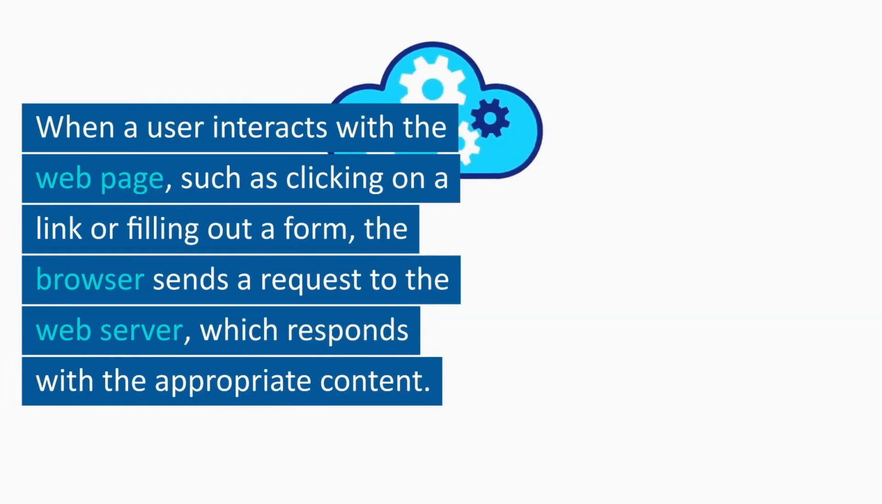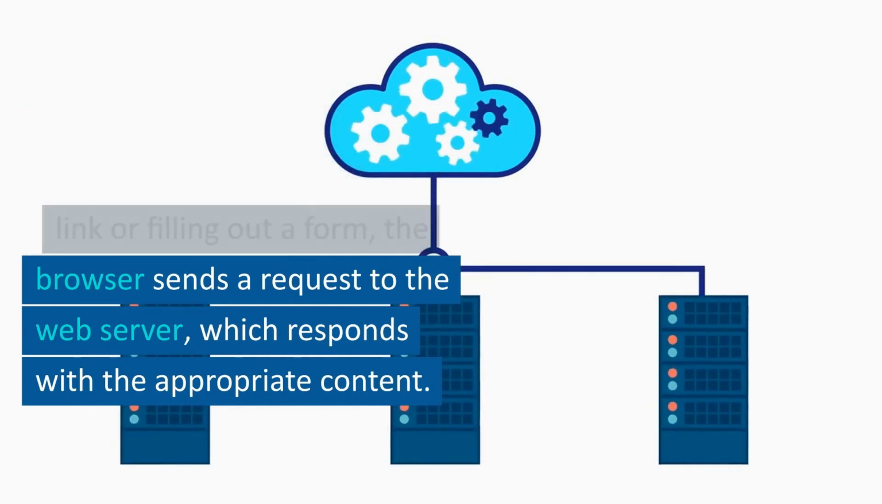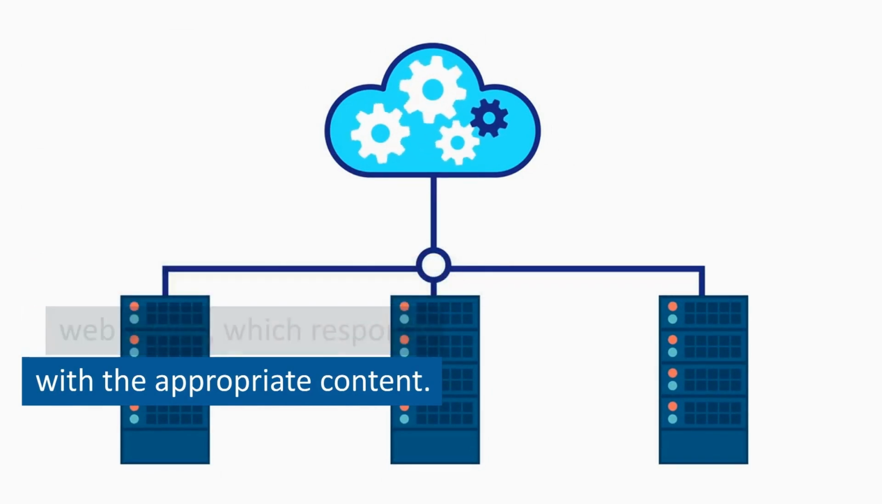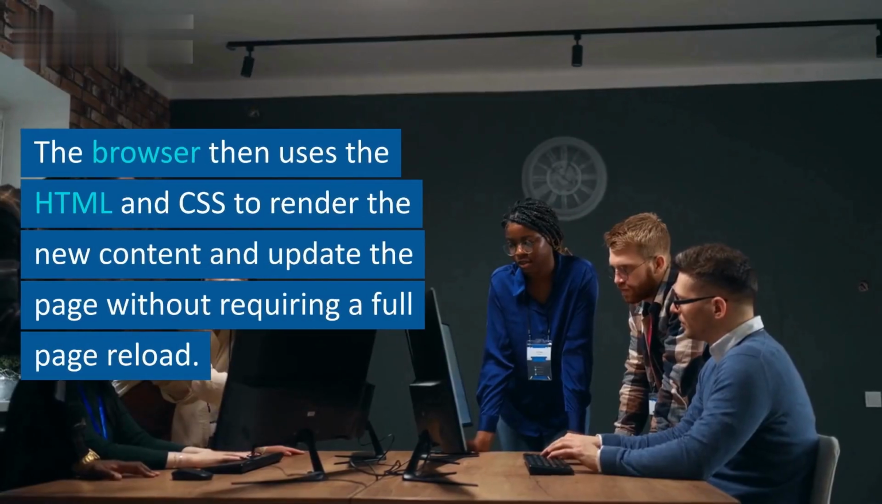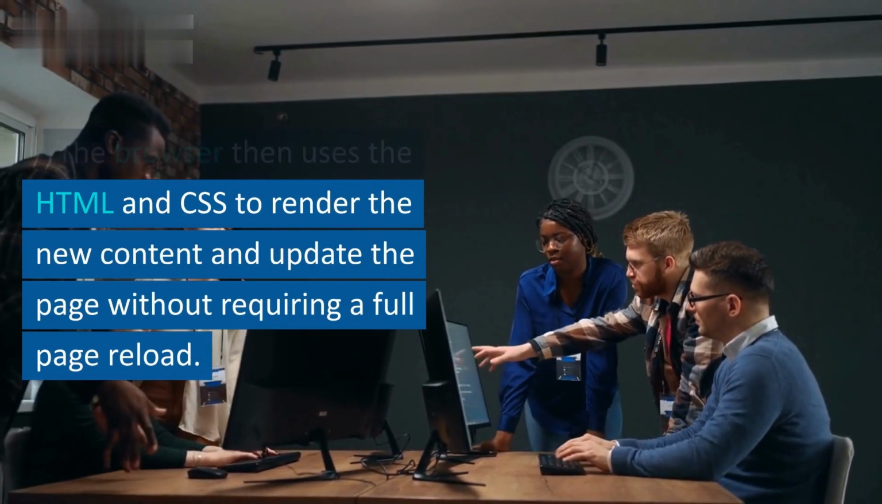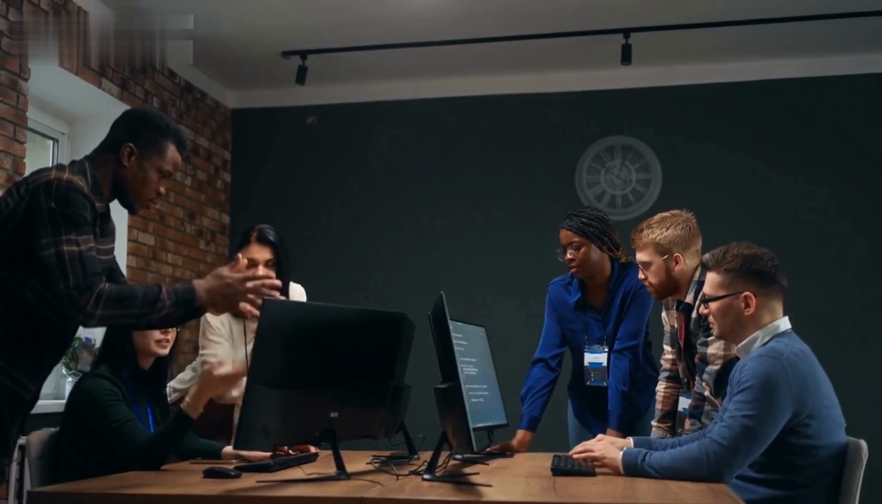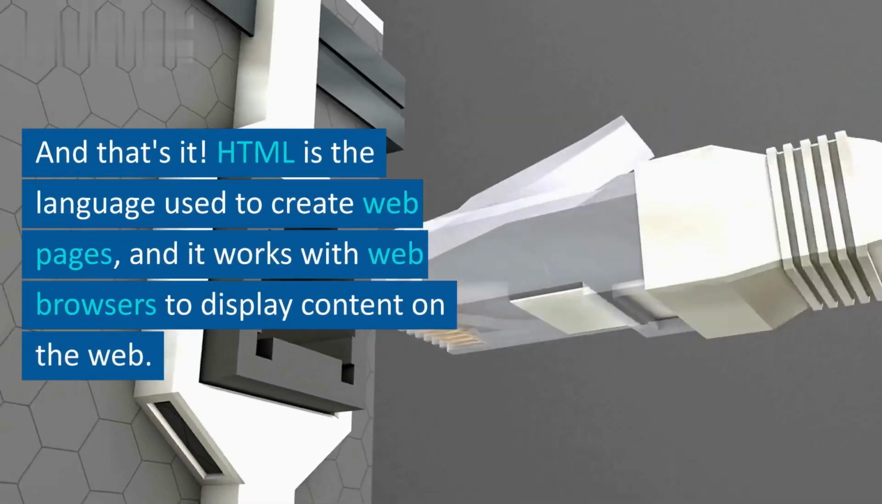When a user interacts with the web page, such as clicking on a link or filling out a form, the browser sends a request to the web server, which responds with the appropriate content. The browser then uses the HTML and CSS to render the new content and update the page without requiring a full page reload. And that's it.